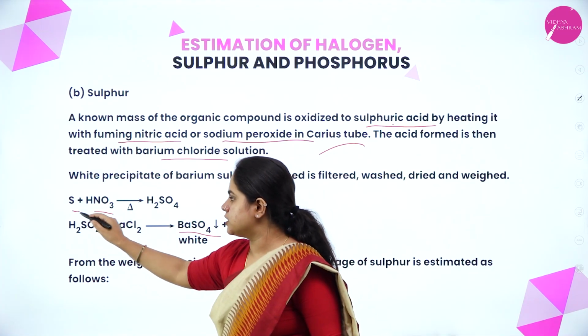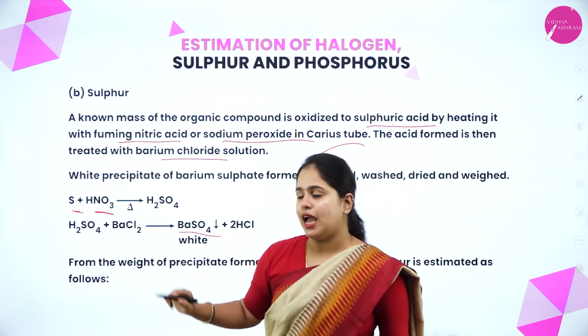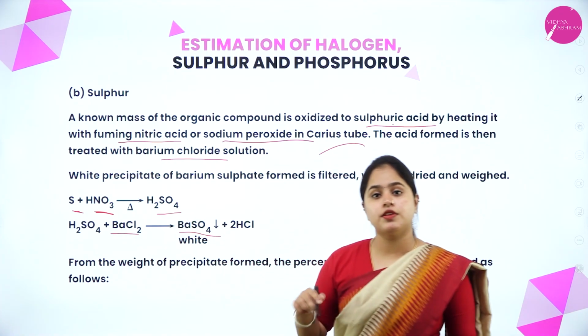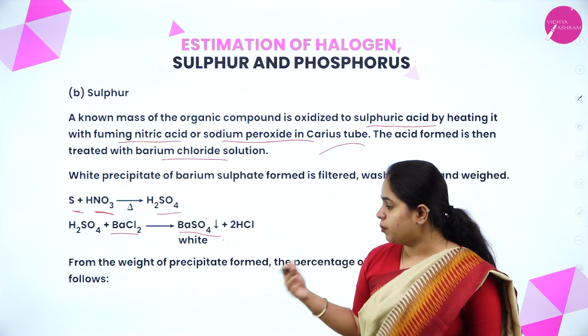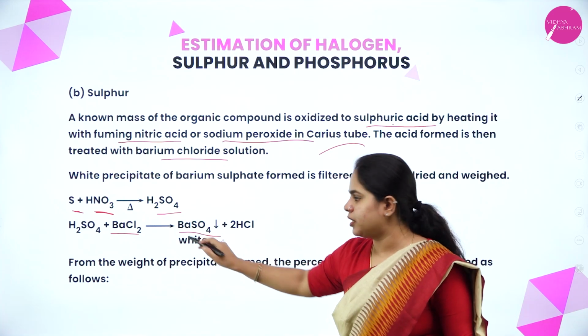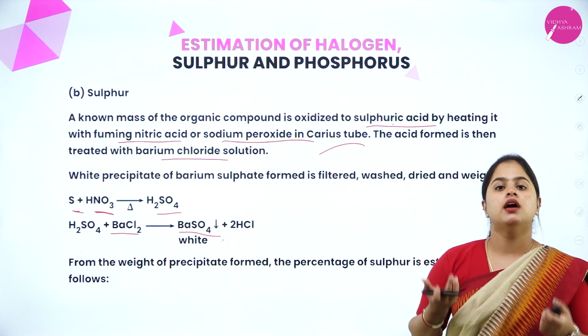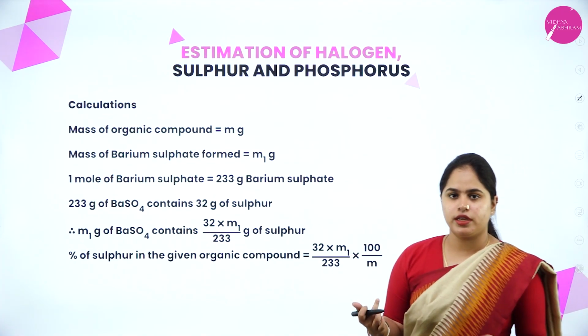So this is the reaction. Sulfur reacts with fuming nitric acid and gives sulfuric acid. Now this sulfuric acid is made to react with barium chloride, which gives a white precipitate of barium sulfate. From the barium sulfate we can calculate the percentage of sulfur. Okay, so now moving on to the calculation.